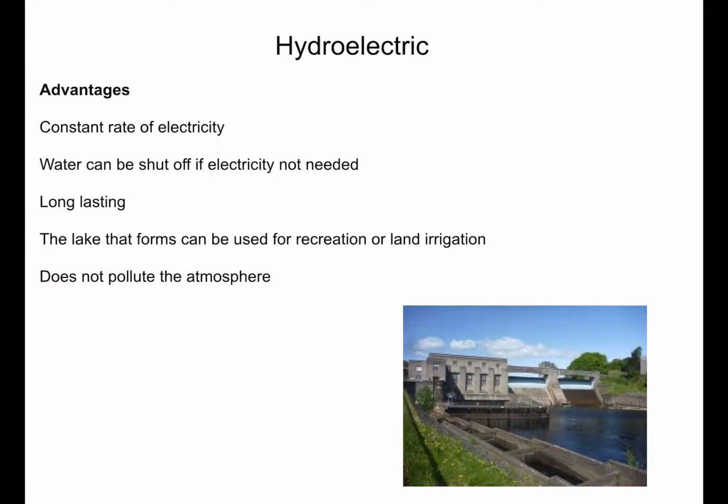Hydroelectricity has the advantage of producing a constant rate of electricity. The water can be shut off if electricity is not needed, and then opened again when it is. Dams are long-lasting, so can produce power for many years. The lake that forms behind the dam can be used for recreation or for irrigation of land, and pollution is not produced using this form of electricity.